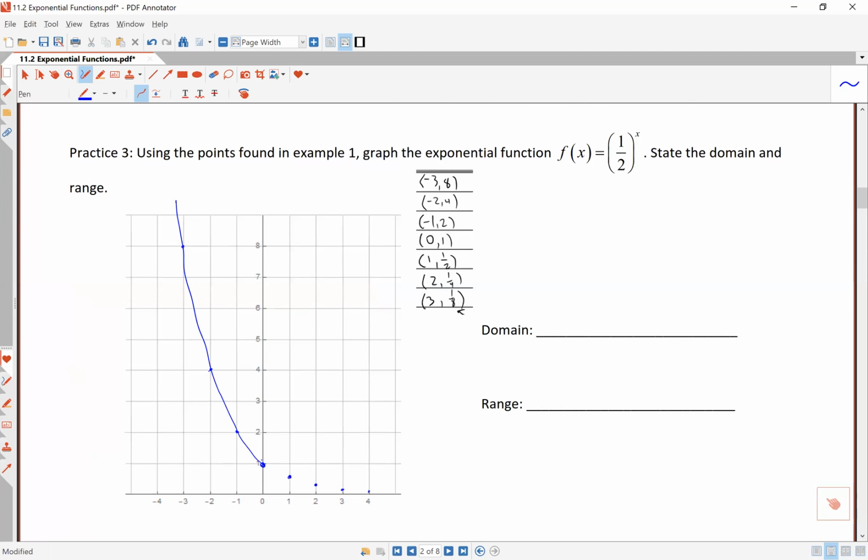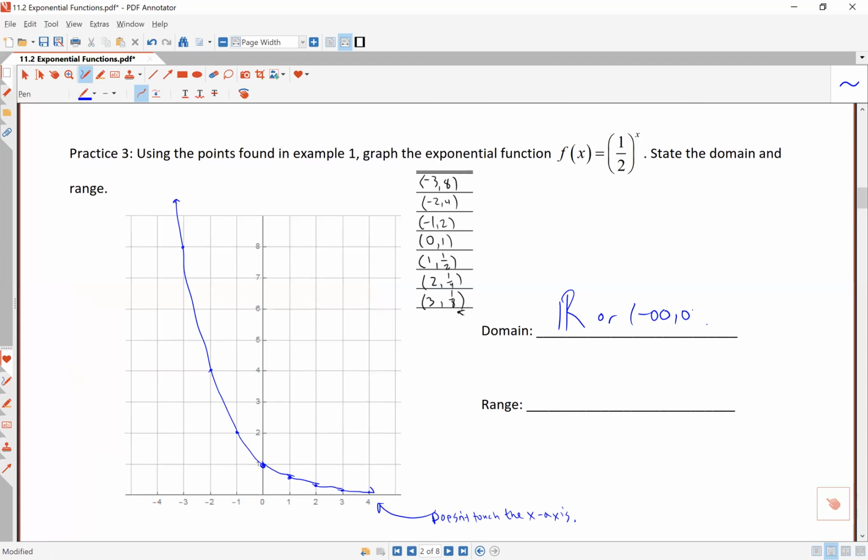As x gets big on this graph, the y values get small. Make sure it never touches the x-axis. The domain is still all real numbers, and the range is still greater than 0.